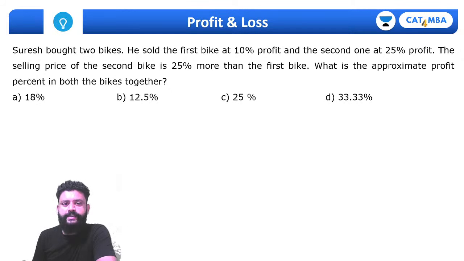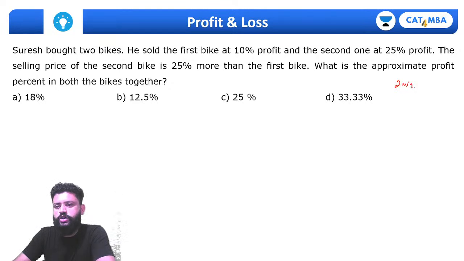Suresh bought 2 bikes. He sold the first bike at 10% profit and the second one at a profit of 25%. The selling price of the second bike is 25% more than the first bike. What is the approximate profit percentage on both the bikes? You can spend 2 minutes of time for this question to solve.